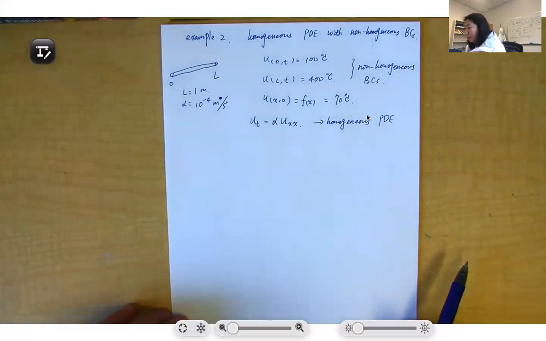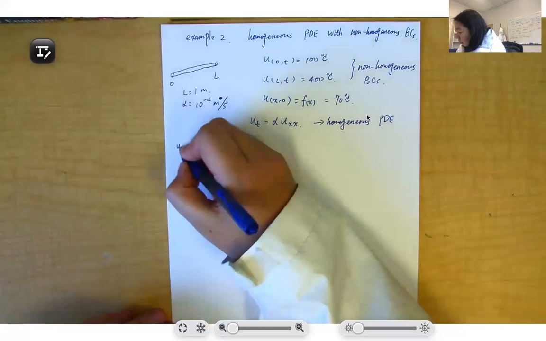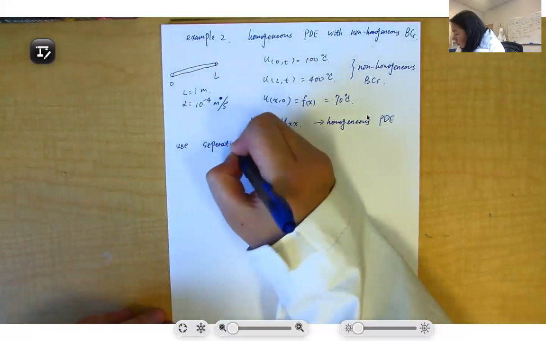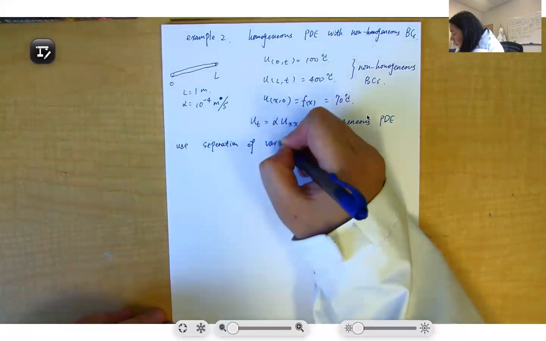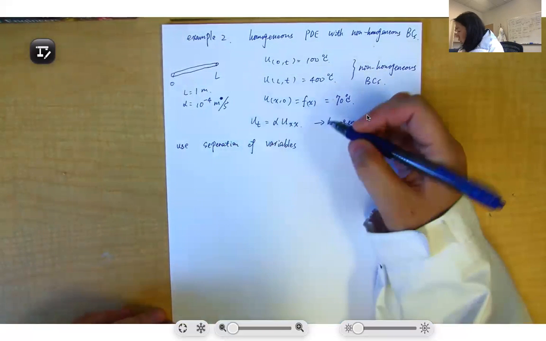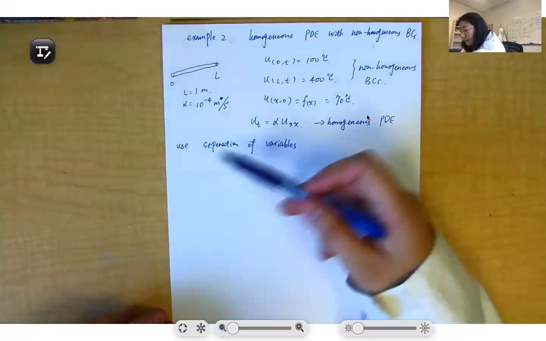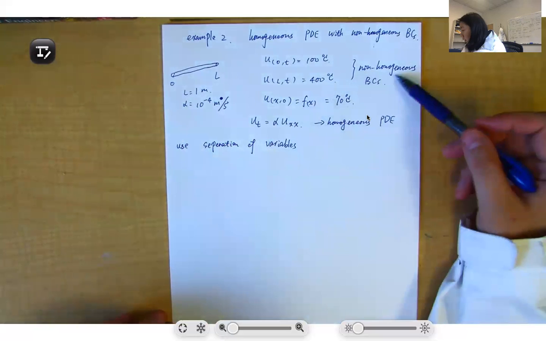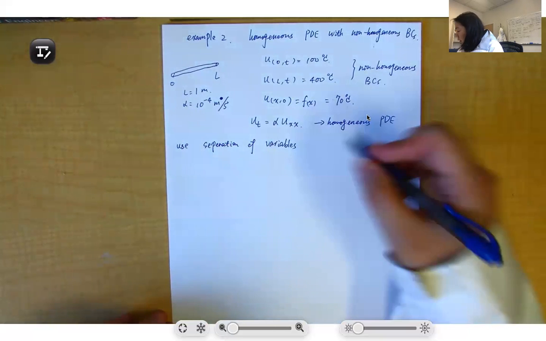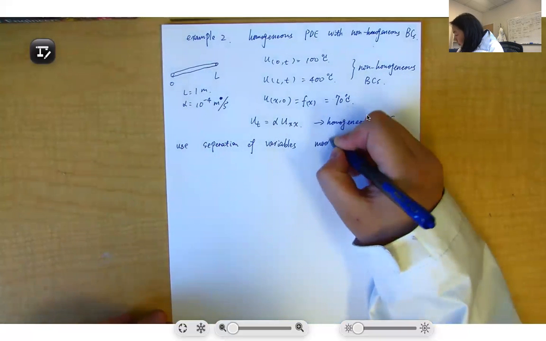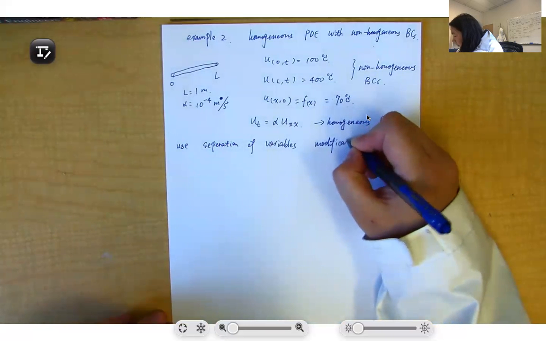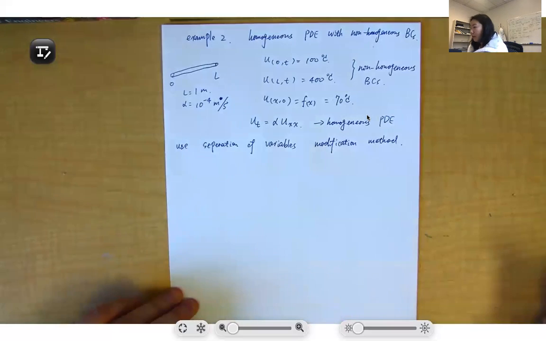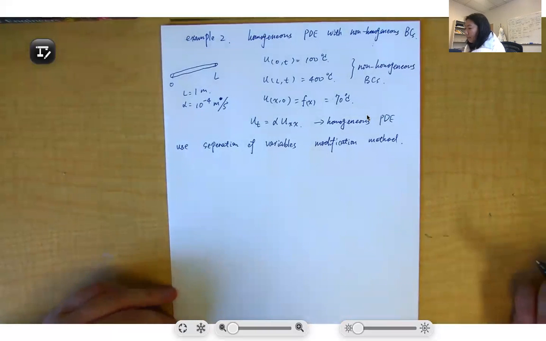So this is the example, and we are trying to use separation of variables to solve. And using the classical separation of variables couldn't work because of the non-homogeneous boundary conditions. Then we will use a modified version to solve. So what is the modification?